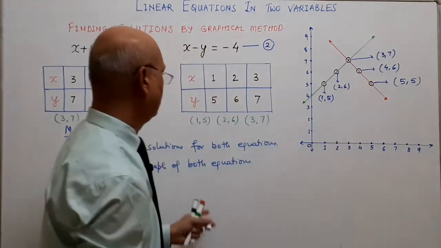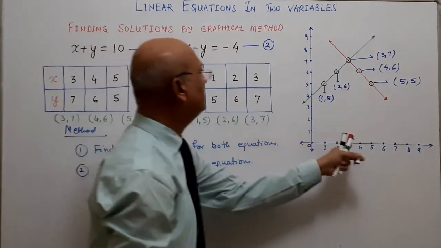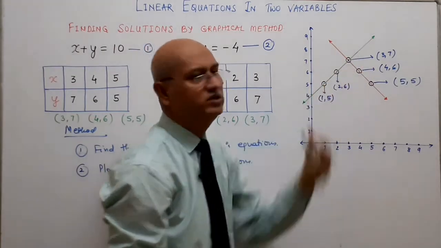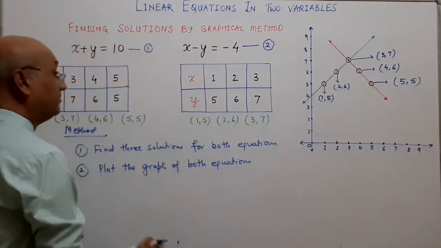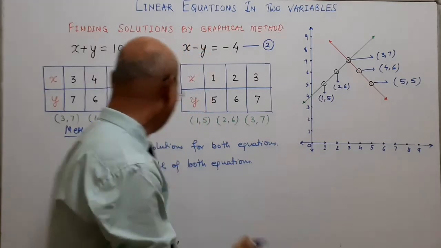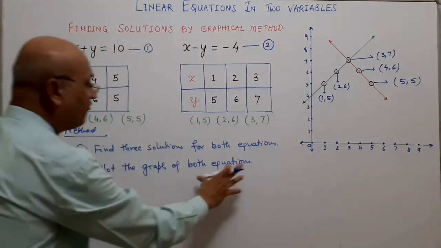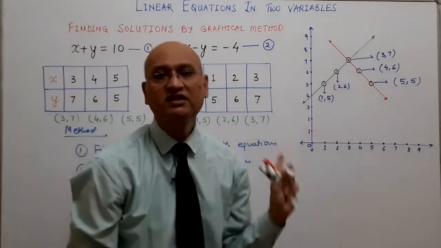2, 6. And third is 3, 7. This is the point. This is common to both the lines. Now after drawing this, plot the graph of both the equations. We have done these 2 points.